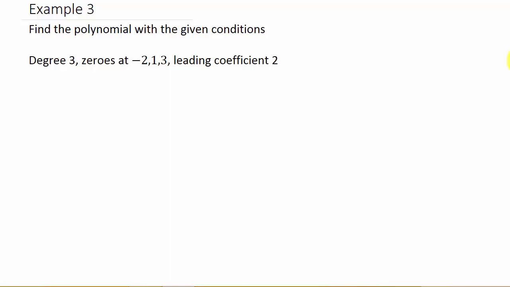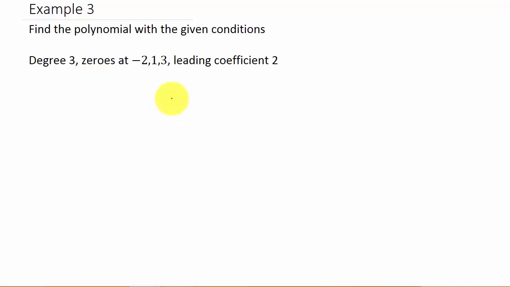Alright, so in this video we're going to look at finding a polynomial function. We've got a degree 3, with zeros at -2, 1, and 3, and the leading coefficient is 2. I'll have 4 examples of these. This is the third one. They're all a little bit different, so you might want to check them out.